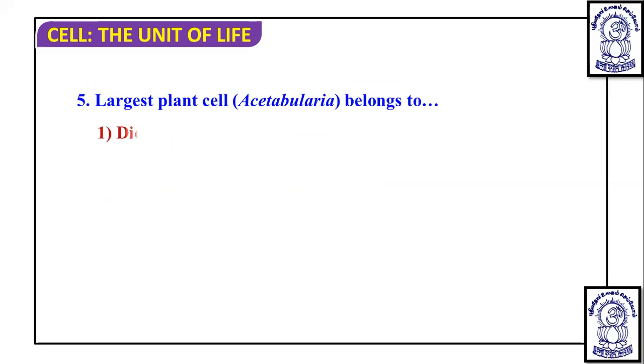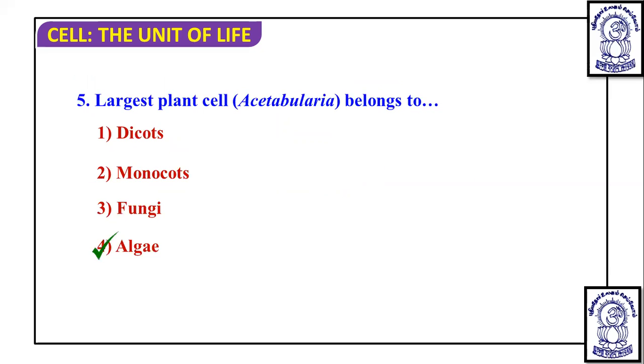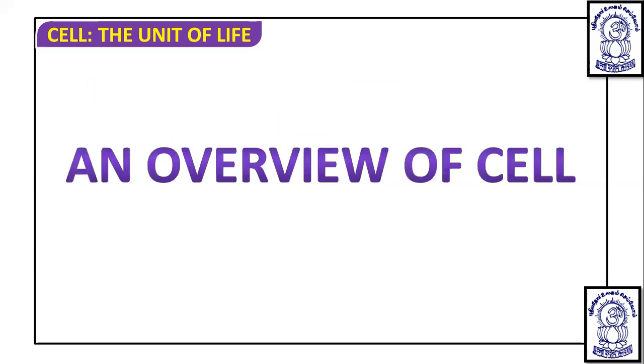If we talk about the largest plant cell, it belongs to Acetabularia, which is a green algae. We have discussed Acetabularia and green algae in the plant kingdom chapter. Now we are going to discuss the overview of the cell: what is the shape of the cell and how it looks.